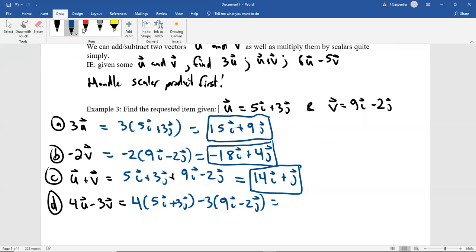Well, distribute first for obvious reasons. 4 times 5 is 20i plus 12j. 4 times 3 is 12. Make sure you're distributing the minus. So that's negative 3 times 9 is negative 27i. Negative 3 times negative 2 is a positive 6j, which will give us a final answer of 20i minus 27i is negative 7i. And then 12j plus 6j is a plus 18j.